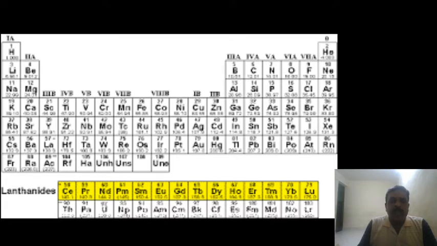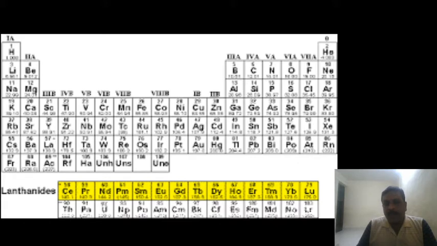together. The first element is lanthanum, which has atomic number 57, and the series starts from lanthanum to lutetium. A total of 15 elements are included in this group. All these elements have similar chemical and physical properties. The first element is lanthanum. So the series is called the lanthanides. You can see the 15 elements are there.